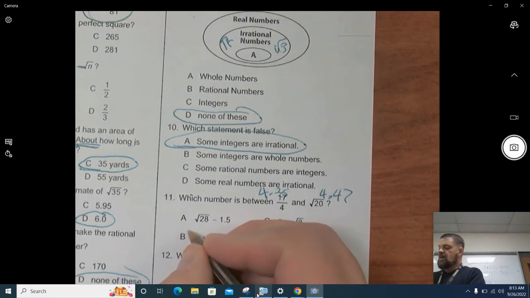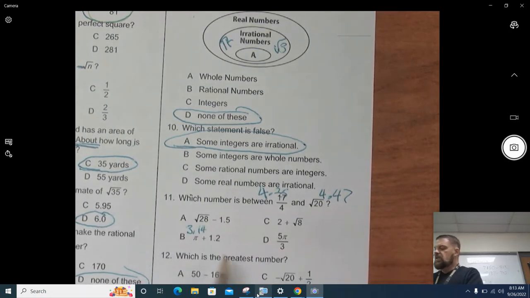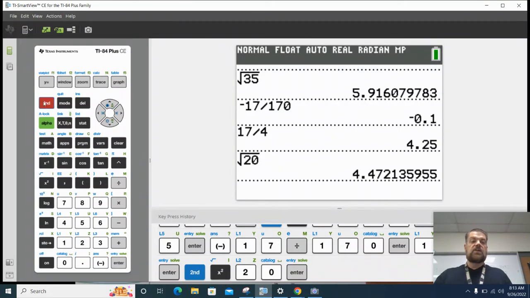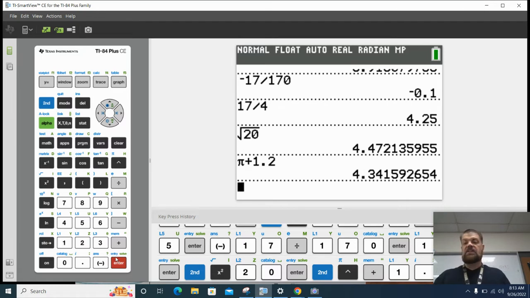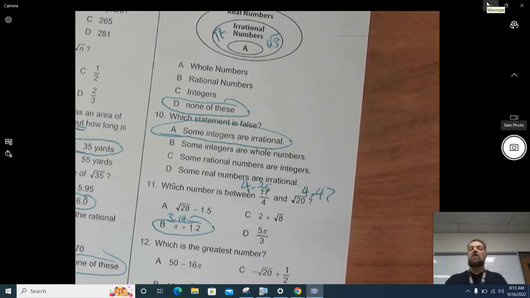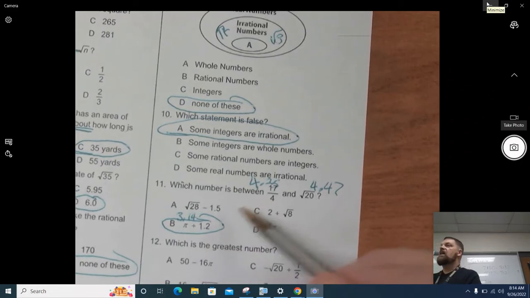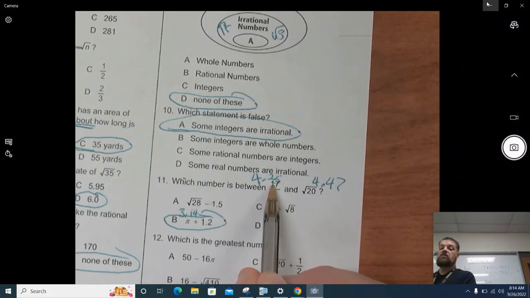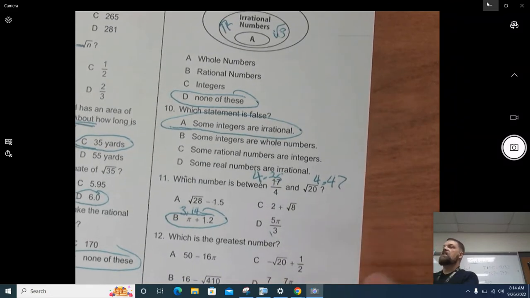Well, pi is 3.14 plus 1.2. Let's see if that works. So if I go pi, so hit second, you guys should be doing this too, plus 1.2. That fits in the middle, doesn't it? Well, I would guess that only one of these does. So we're going to go with B. And that's what the answer key says. But you guys know that when you do this quiz by yourselves, you're going to go through each one of these and find a number that fits between 4.25 and 4.7. Yes, you have a question?